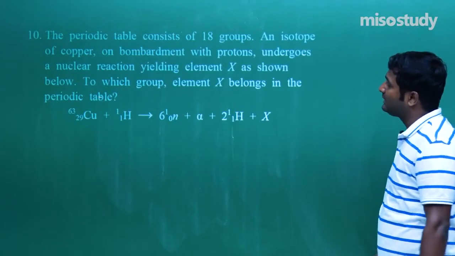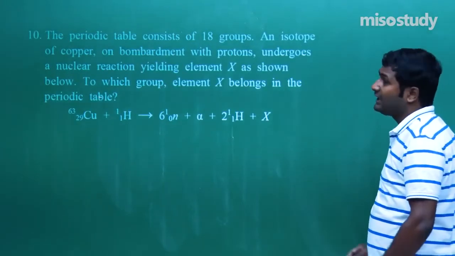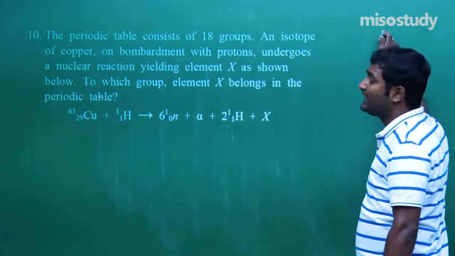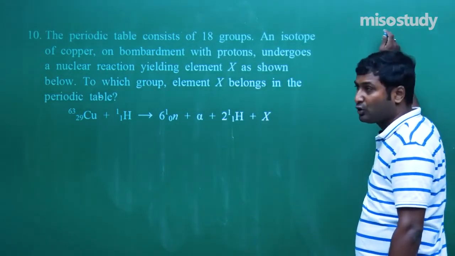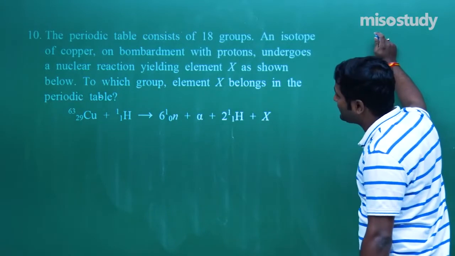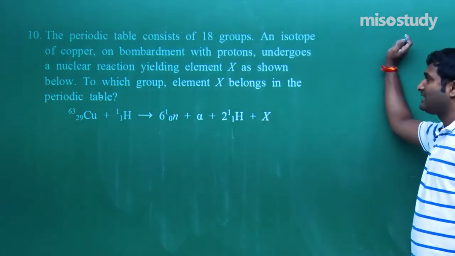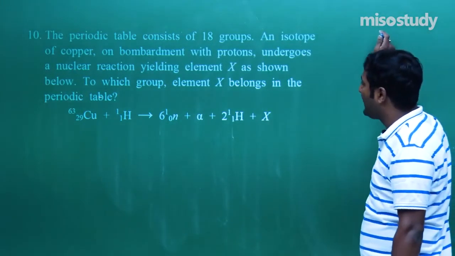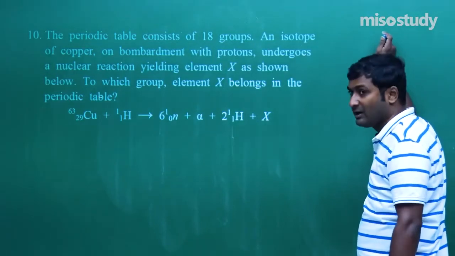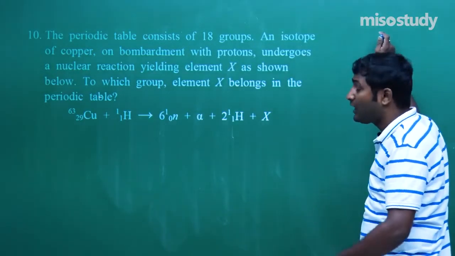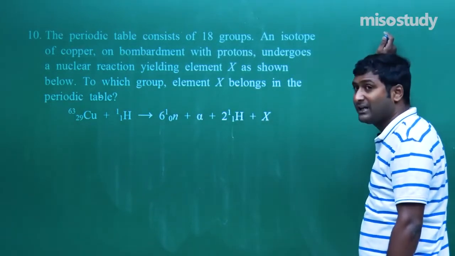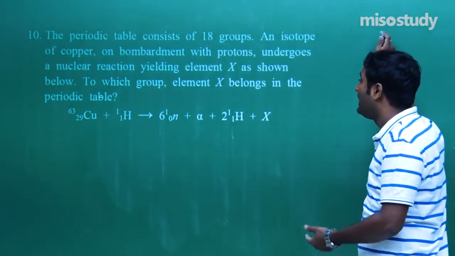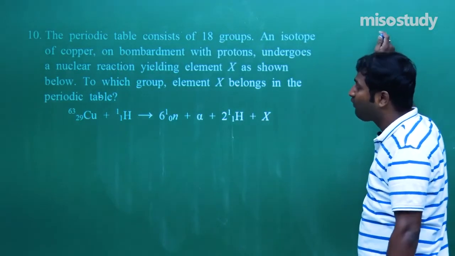Now let's move to the next one. The periodic table consists of 18 groups, and isotopes of copper on bombardment with proton undergo a nuclear reaction giving element X as given below. To which group does element X belong in the periodic table? As we know, this is an example of a nuclear reaction, and in a nuclear reaction we have to balance the atomic number as well as the mass number. Now check it out, how to find X.